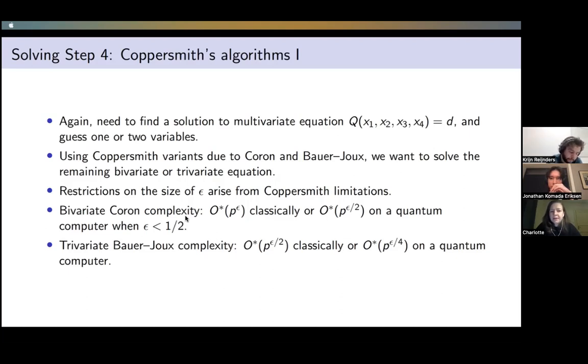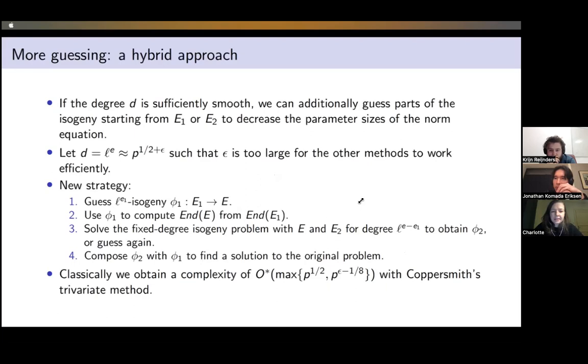And the range for the trivariate Bauer-Zhu to be efficient is even smaller. I think 0.16 is the upper bound for epsilon. So we're looking at quite a small range of variables, from square root of p to p to the half plus 0.16, so p to the 0.66. And mainly what is interesting about the trivariate approach in the end is that it is quite efficient, but only for this very small set of parameters.